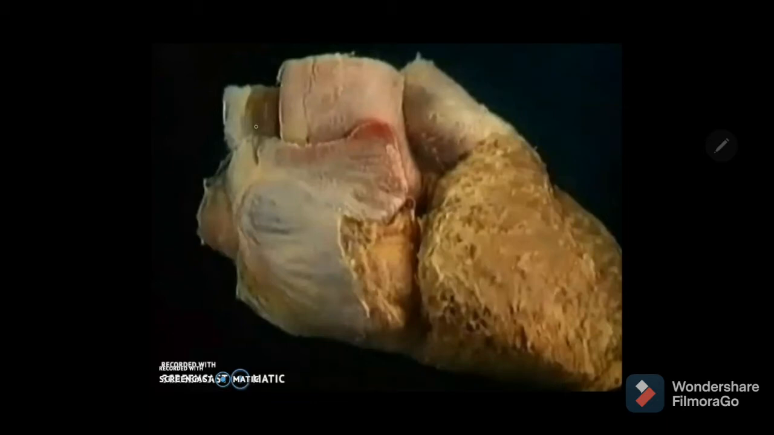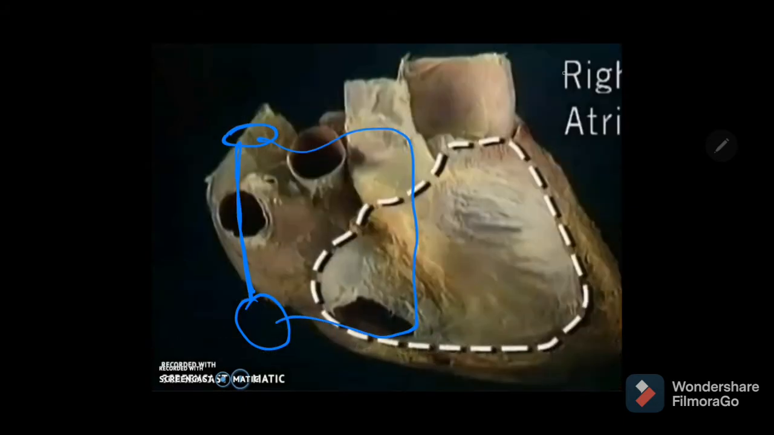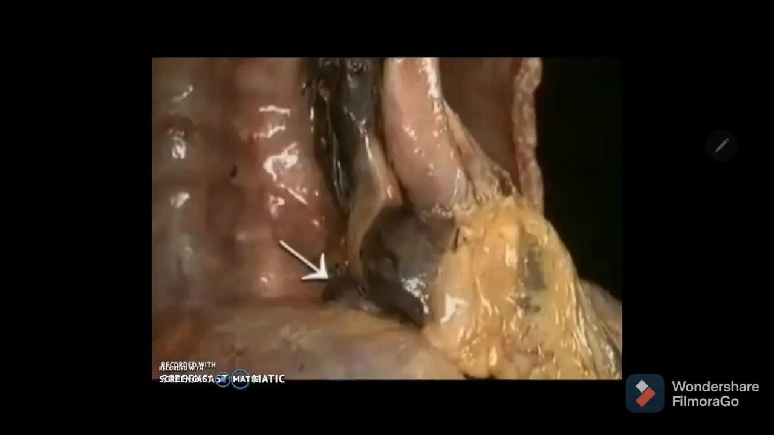So this is the right lateral view of the right atrium. Here you can notice the opening of the superior vena cava and here the inferior vena cava. Between them stretches the right border of the heart. So this is the outline of the right atrium that you are seeing. This is the posterior view of the right atrium, forming one third of the base of the heart. You are noticing it is forming the base of the heart here.